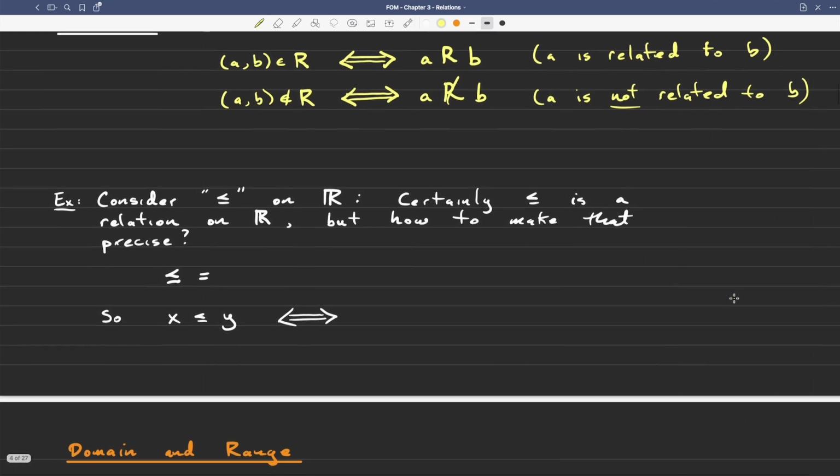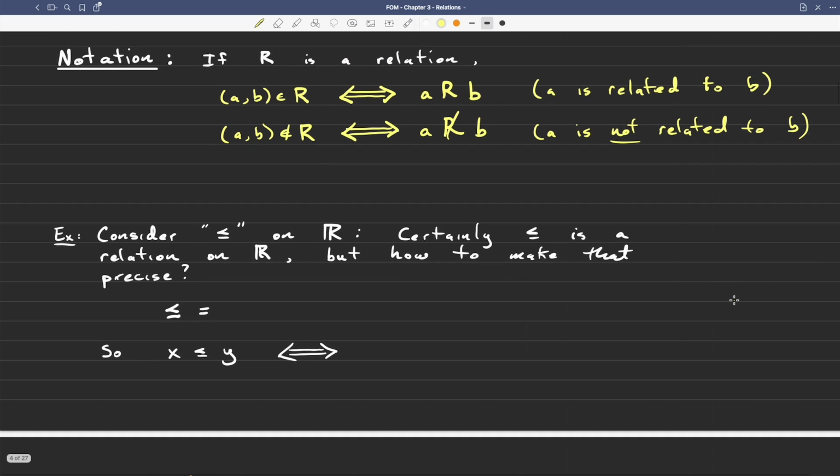Okay, so let's consider this example at the bottom of this slide. Our relation is less than or equal on the set of real numbers. Certainly, the symbol less than or equal relates real numbers. It just seems intuitively clear, but how would we think of that in terms of the structure we have for how we define relations? Our relations are defined as sets of ordered pairs that form a subset of a cross product.